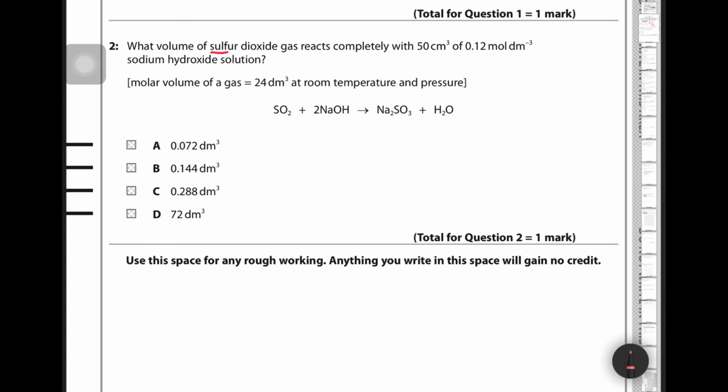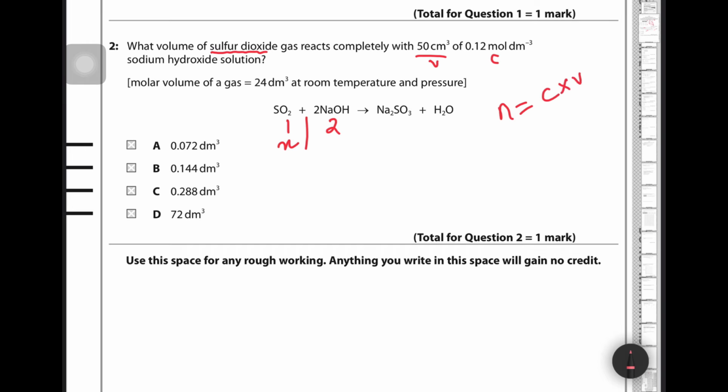What volume of sulfur dioxide gas reacts completely with this much volume and concentration of sodium hydroxide? If we see, the ratio is 1:2, right? I need to find the volume of sulfur dioxide. Let this be X, and volume and concentration is given. So I can easily find number of moles: C times V.